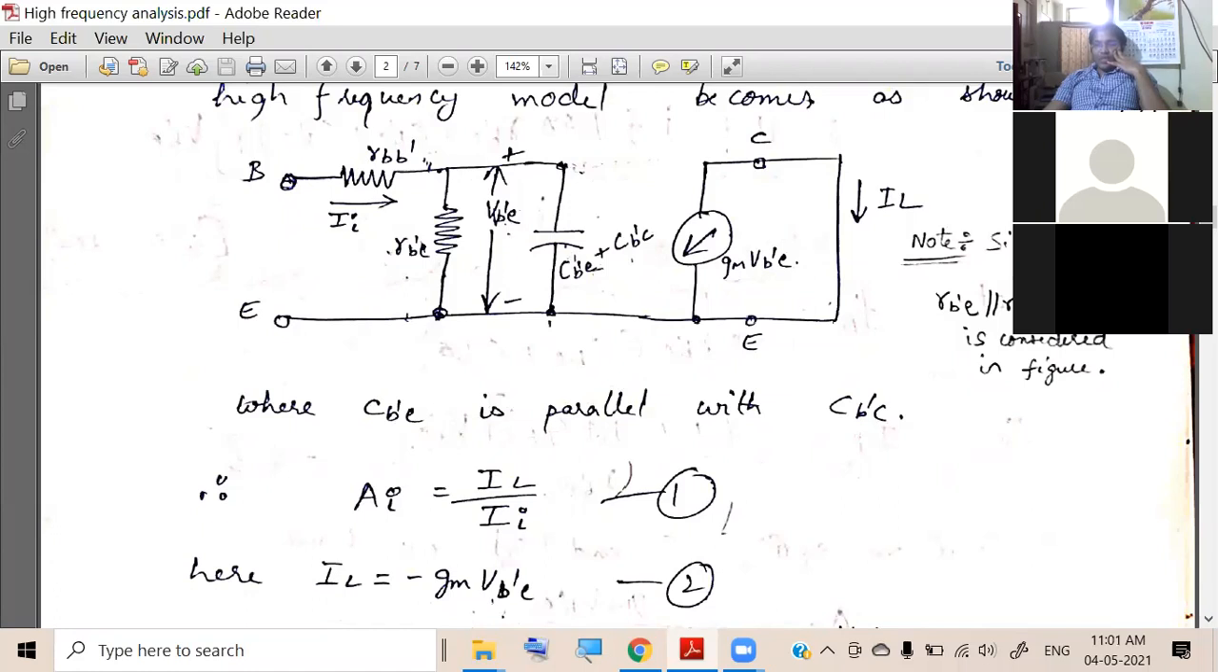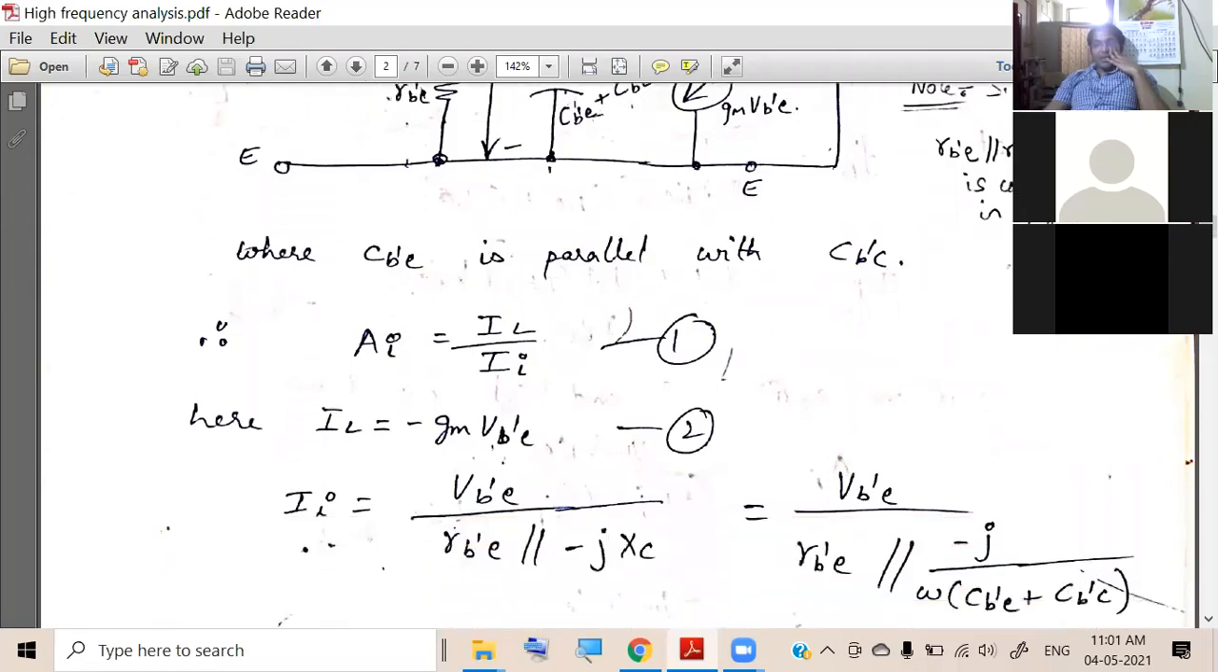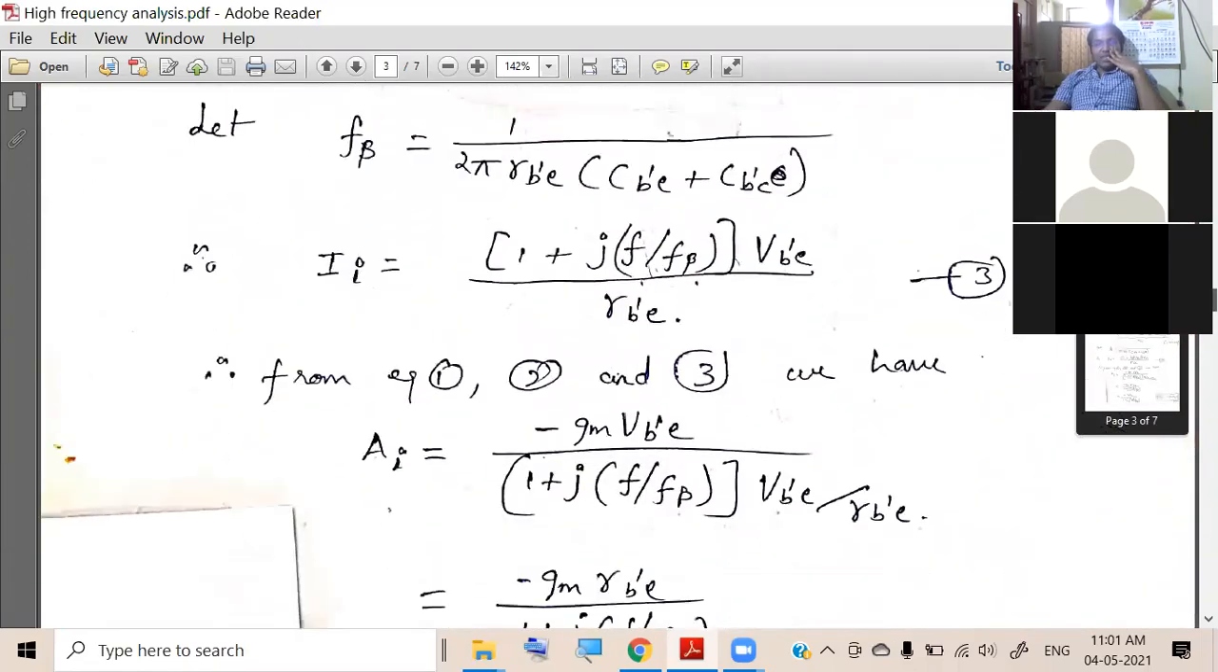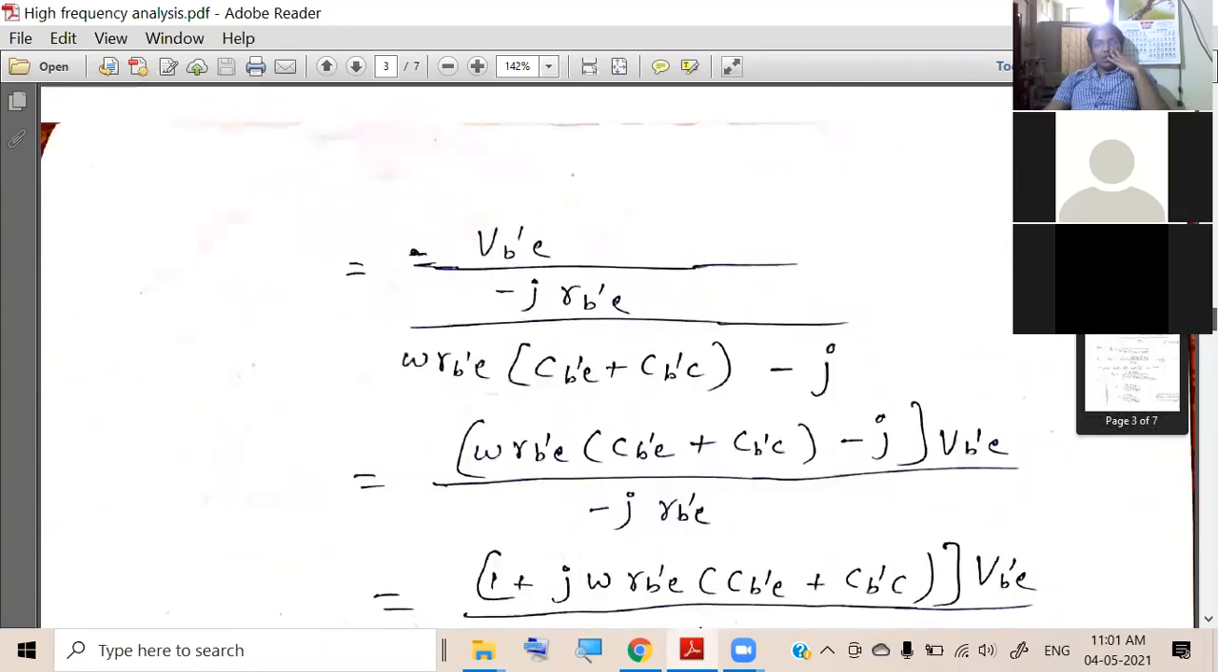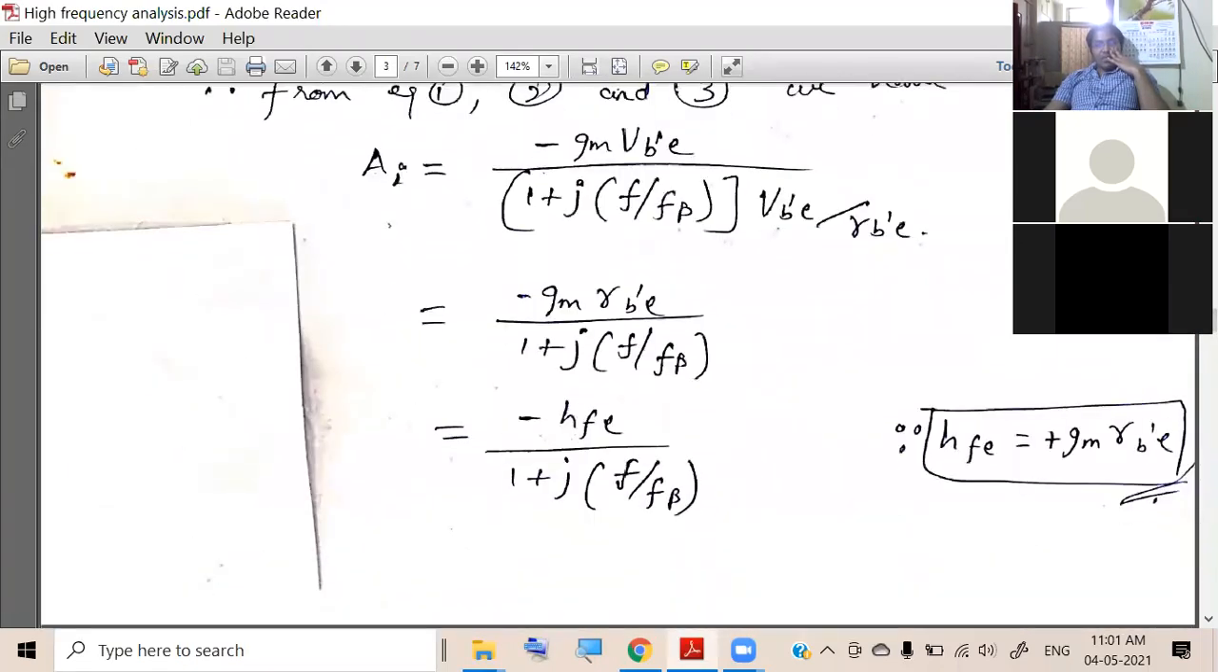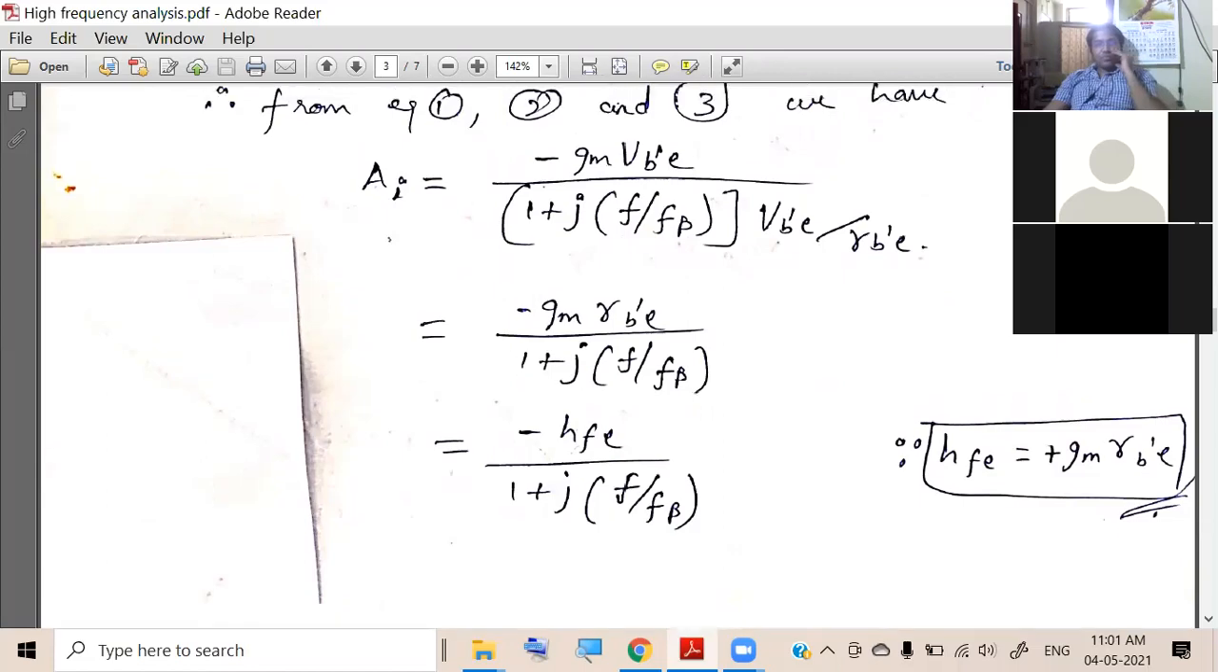This discussion we already completed. So for the h parameter model, we have hfe Ib here. For the high frequency model, we have gm Vb'e. Please recollect. So gm Vb'e is equal to hfe into Ib. So hfe will be gm Vb'e by Ib. Vb'e by Ib we can take as rb'e. So hfe we can take as gm rb'e. This discussion was already completed in the previous class.